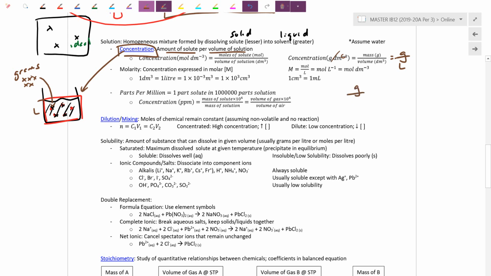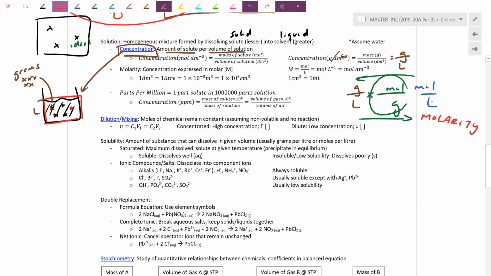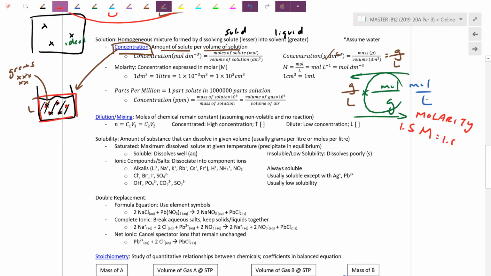If I have the unit as gram per liter and I want to get it into the more useful mole per liter form, this implies that I need to know the molar mass, because I need to cancel out the grams and go to moles. This is how you interconvert between concentration in grams and concentration in molarity. In regular Chem 12, this is what we would call molarity, and we would use molar as a unit, capital M.